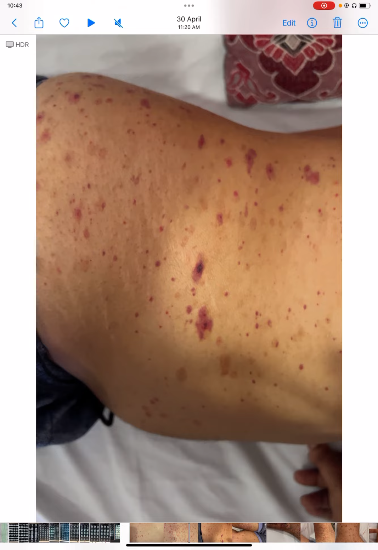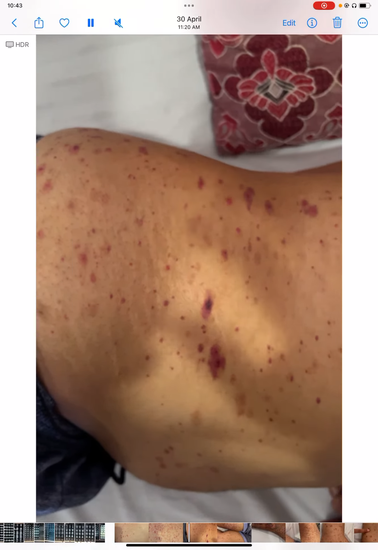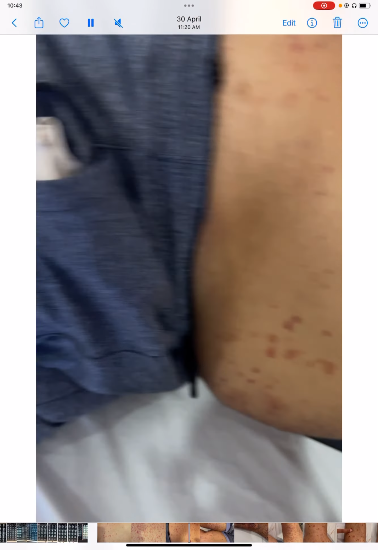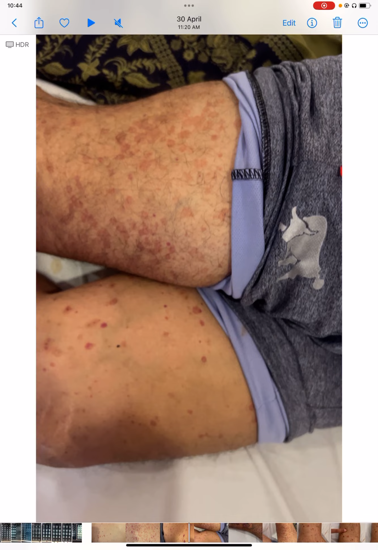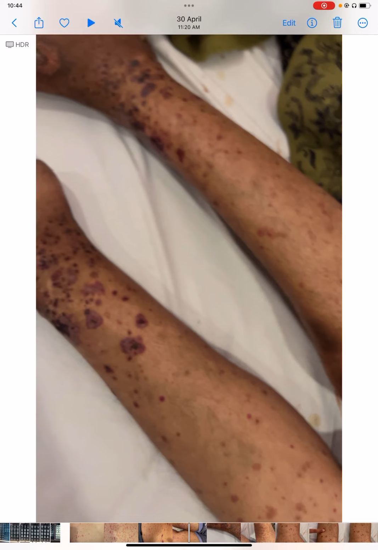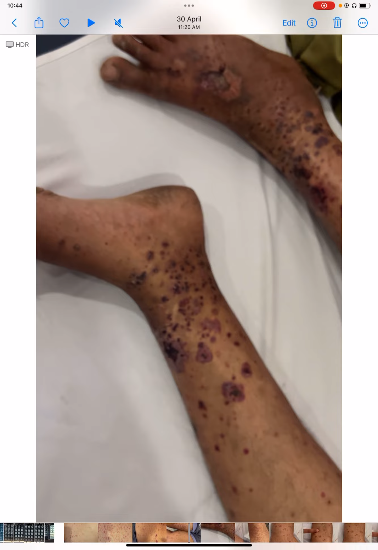You can very clearly see that it is there on the back, it is around the abdomen, and it is significantly present on the thighs as well. So you can see there are multiple patches of this purpura involving the thighs as well. Now we see there is a large number of purpura patches also on the lower leg and ankle, and you can see there are so many lesions.